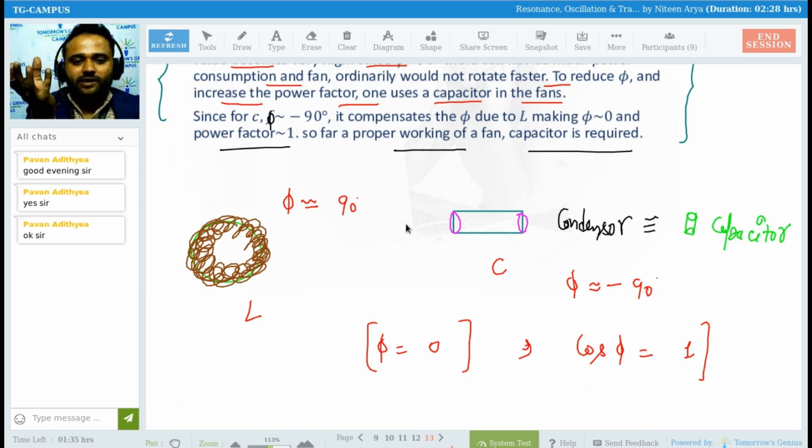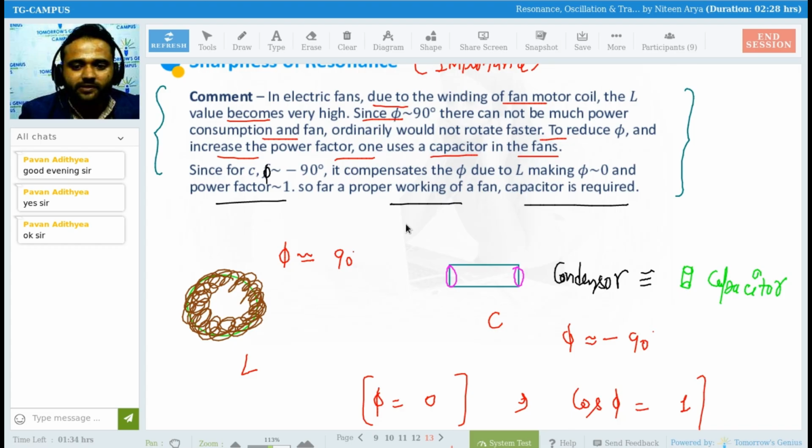In between, in the middle part of our fan, this is my coil. When current is passing through a coil, it behaves like an inductor. L gives me phi 90 degree. The condenser is basically a capacitor, a cylindrical capacitor, which gives phase angle minus 90 degree. Adding both, we get phi 0, phase angle 0. When we get phase angle 0, we get power factor cos phi equals R by Z equals 1. For proper working of a fan, a capacitor is required. So what is a capacitor? Condenser.